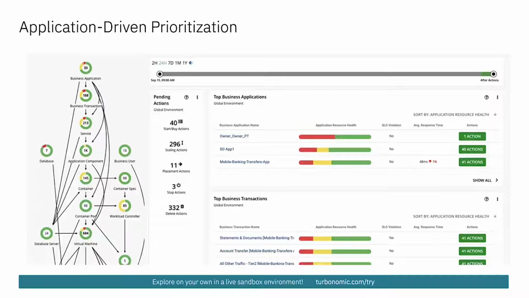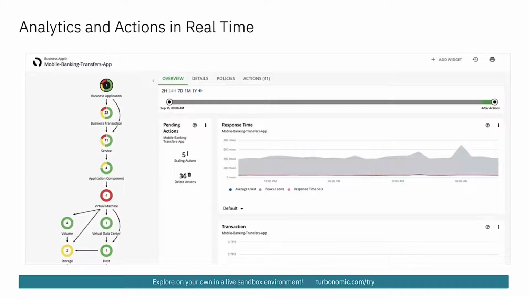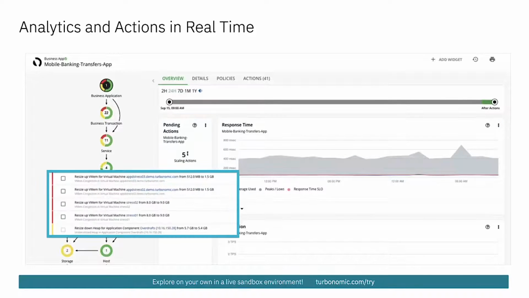And you'll note on the right here all of these actions that can be taken that are associated with that. And then for individual applications, oftentimes we'll see customers click into a particular application. They want to see how it is performing, what the response time is, and most importantly, what actions can improve the response time, or if there are opportunities for efficiency, what those actions are.